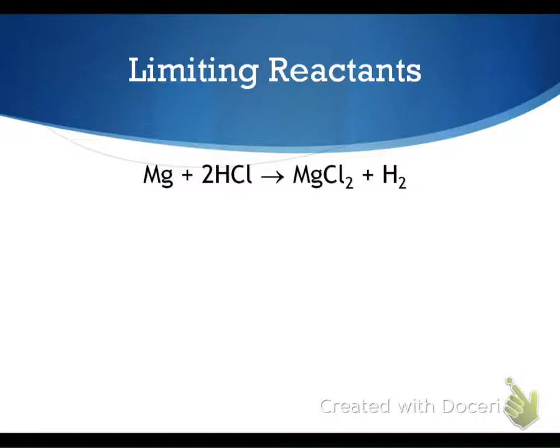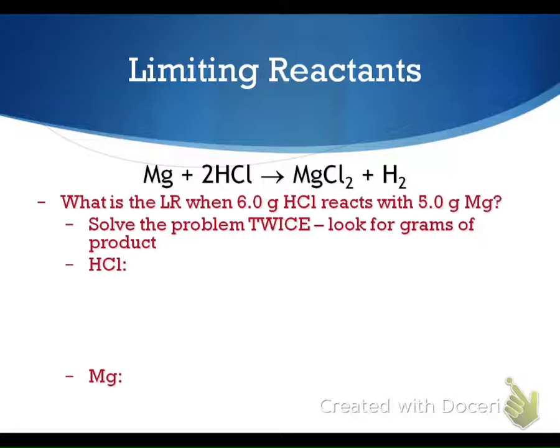This is magnesium plus hydrochloric acid, which will give us magnesium chloride and hydrogen gas. We wanted to find the limiting reactant when 6 grams of hydrochloric acid reacts with 5 grams of magnesium. Okay, we're looking for grams of product, and we want to find out what our limiting reactant is. So whenever you see a problem that has two starting amounts, an amount for each of your reactants, you've got to do those T-charts, one for each. Okay, do a T-chart twice, one for each of those.